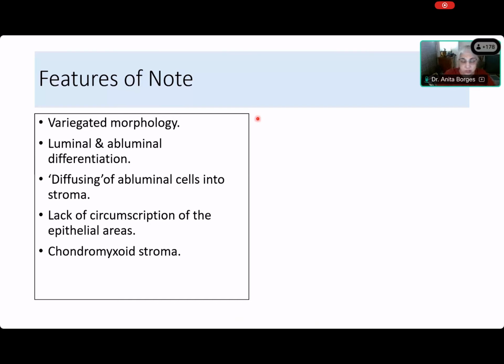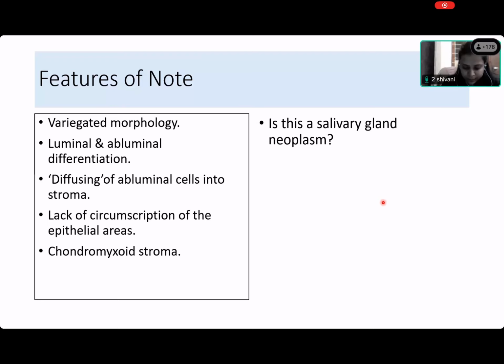Okay, good. So now, Shivani, you are doing this, right? Yes, ma'am. Answer the question now, Shivani. Are you there? You see the question up on the screen? Yes, ma'am. Very good. Now answer it. Ma'am, this is a pleomorphic adenoma. Did I ask you what it is? I asked you to answer the question. Okay, ma'am.